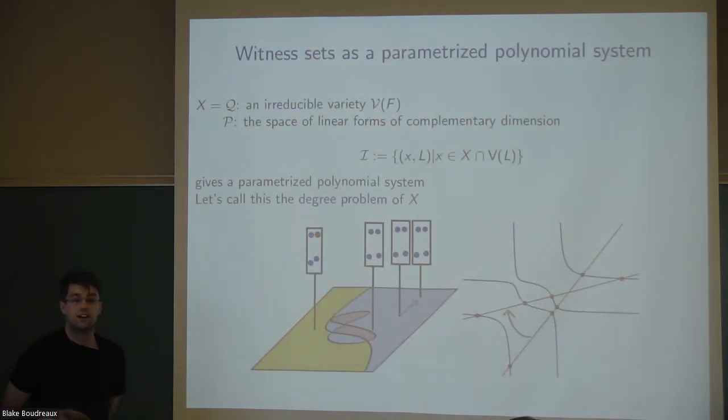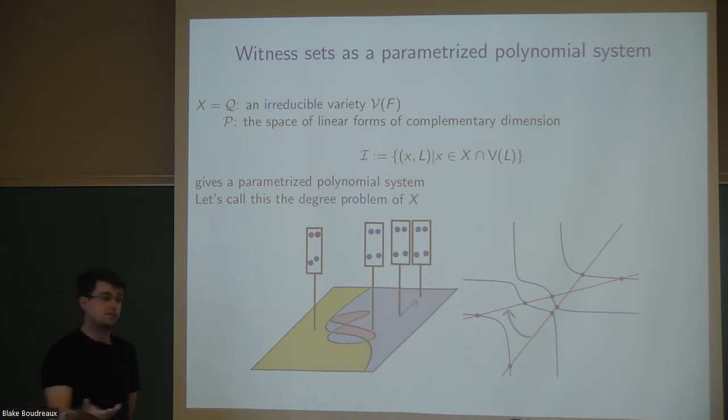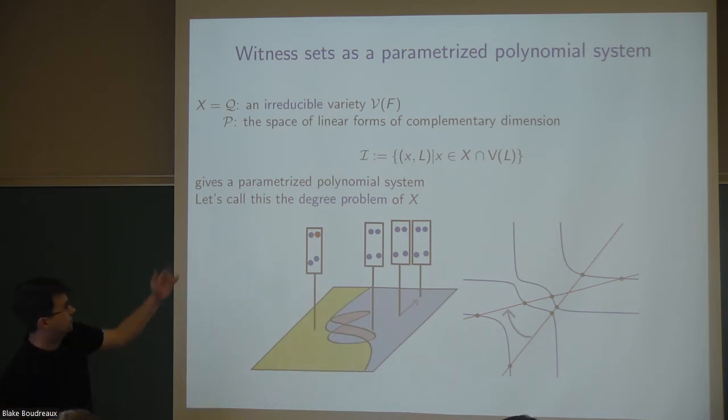You can also think about the computation of a witness set itself as one of these parametrized polynomial systems with finitely many solutions. Here, our solution space is just some irreducible variety. And then the parameter space this time is just the space of all linear spaces of complementary dimension. Of course, generically, I'll have finitely many solutions. Generically, I'll have the same number of solutions, the degree of the variety. And I have this incidence variety I, which collects all points inside linear intersections.